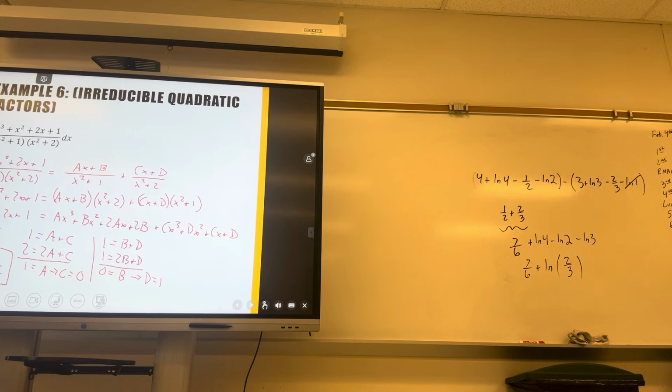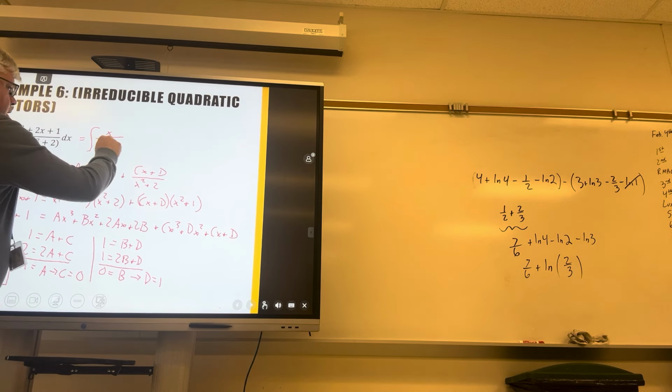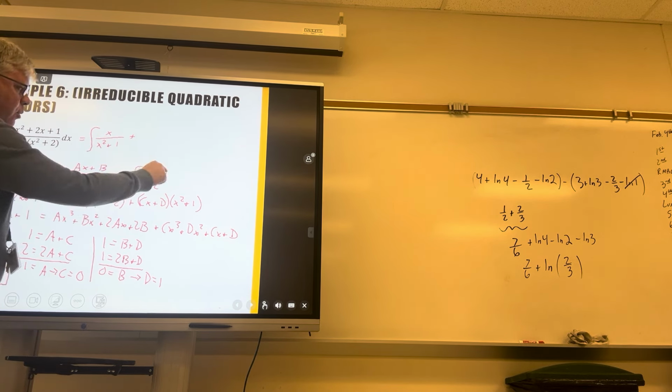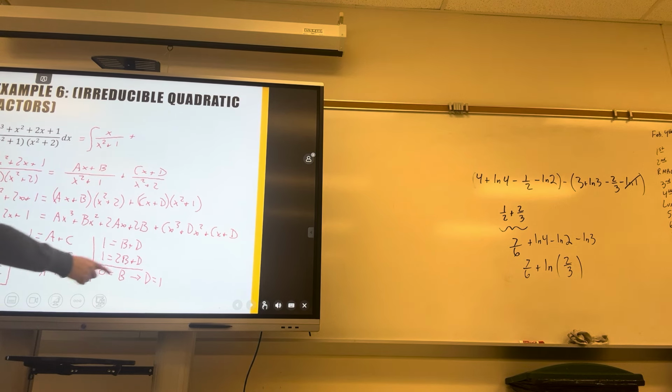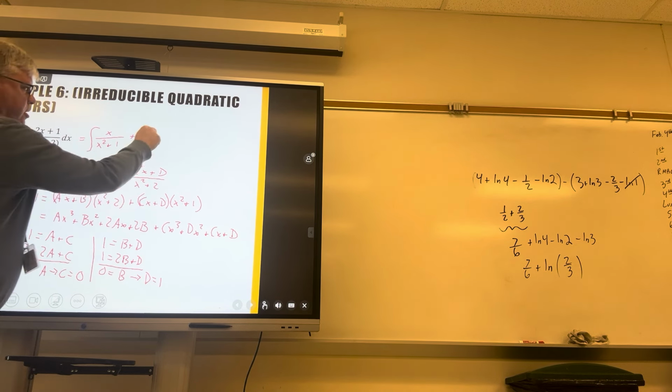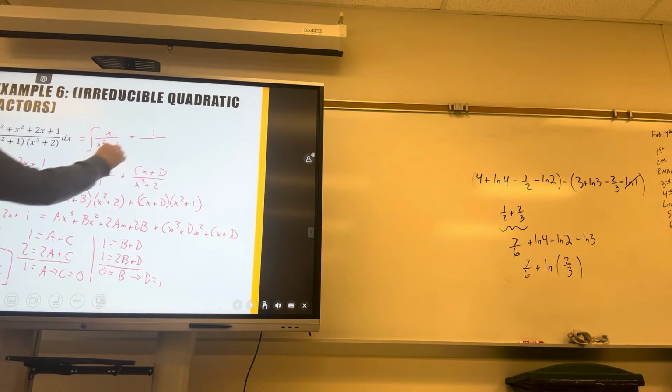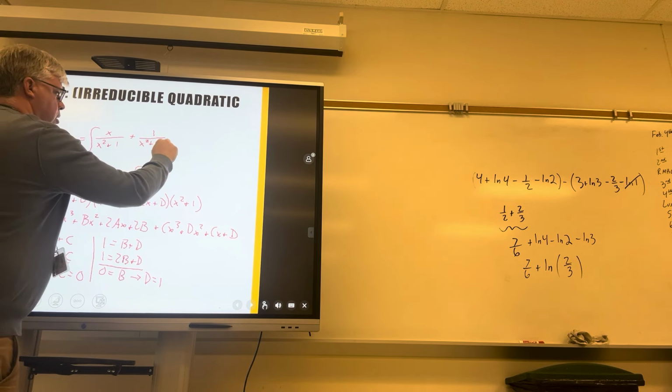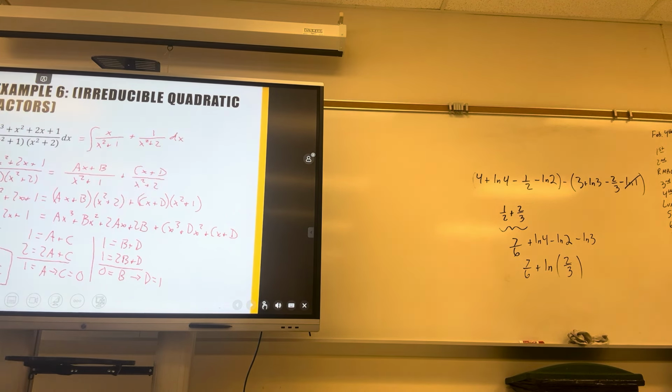So now I can rewrite the original integral. It was ax plus b. A is 1, b is 0, so this linear function is actually just x. And the denominator is x squared plus 1. And then the second one, cx plus d: c turned out to be 0, but d was 1. So that's just the constant 1 over x squared plus 2. Okay? So now we have to integrate those two fractions.